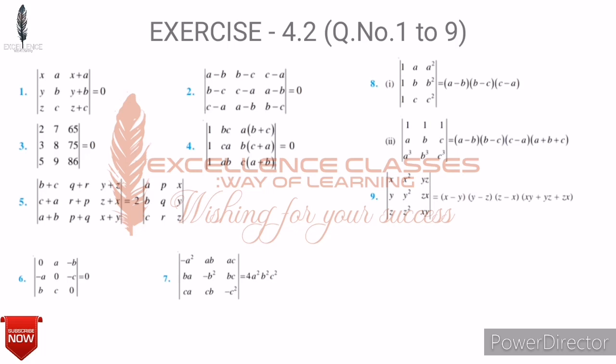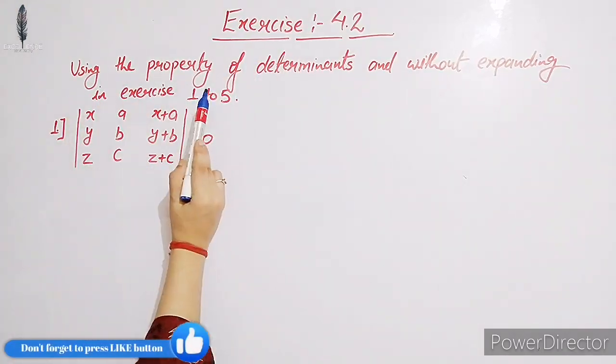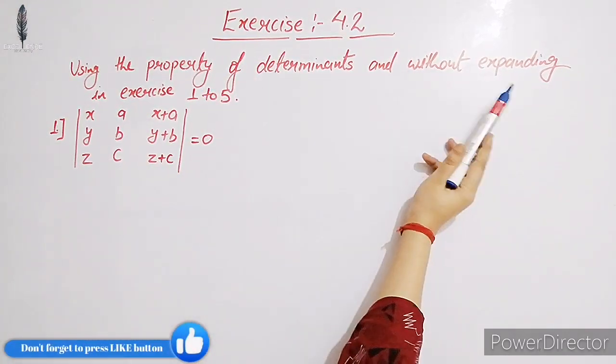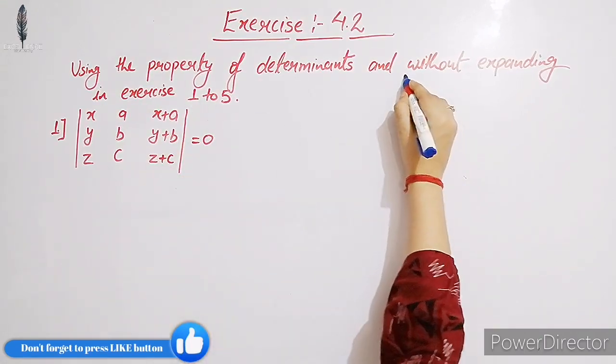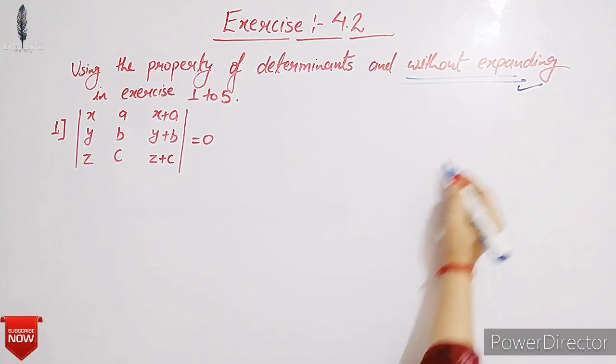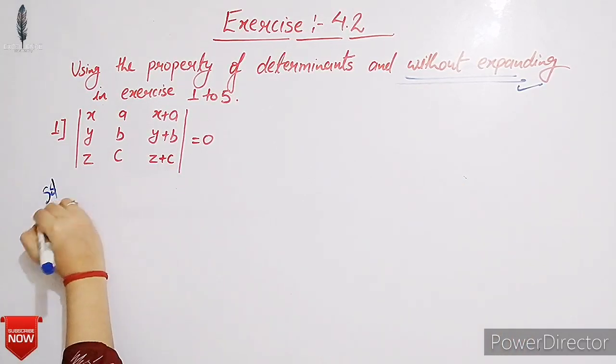Today we are going to discuss exercise 4.2, questions 1 to 9. Let's start exercise 4.2. Using the properties of determinants and without expanding, in exercises 1 to 5 we have to prove that. See clearly, without expanding in 1 to 5. Here, question number 1. Let's solve it.